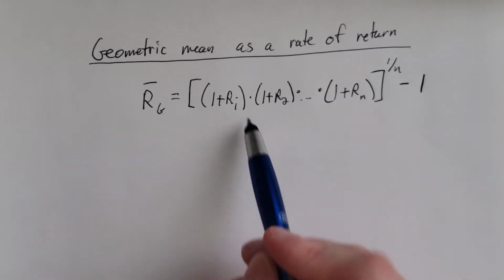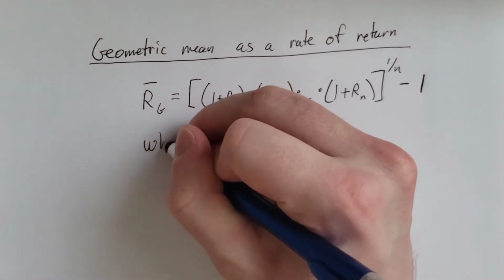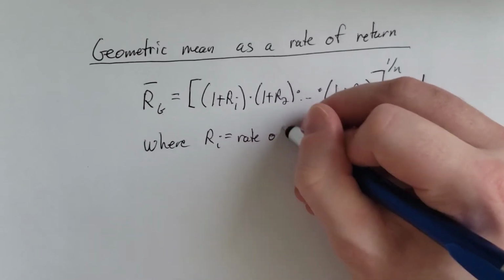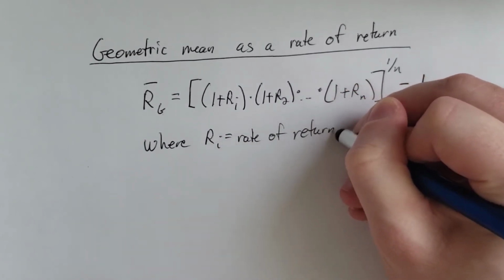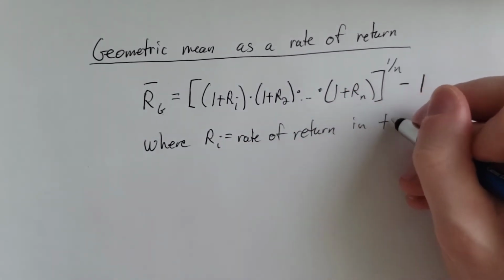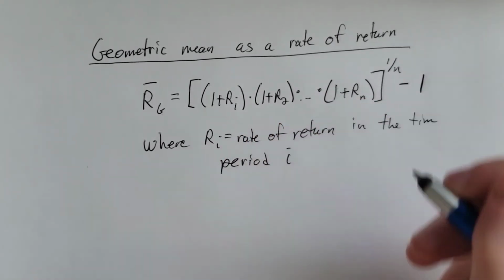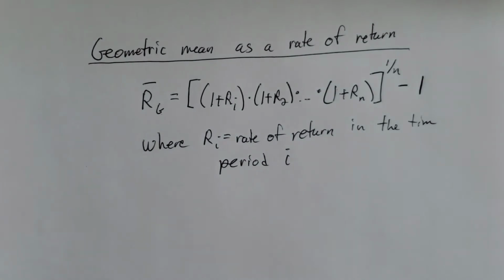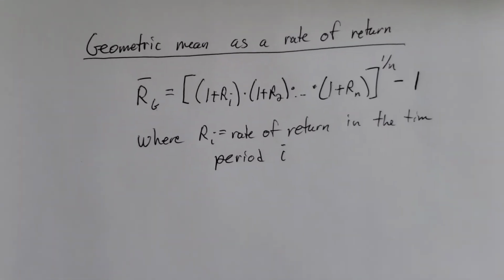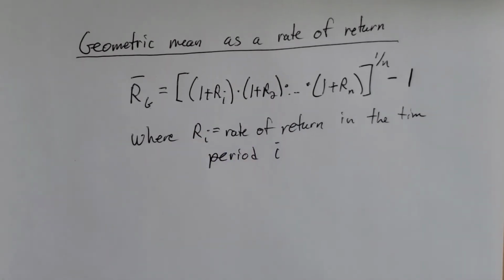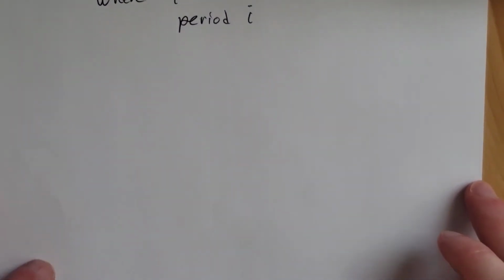Okay, and what are each of these things? Well, R sub i is the rate of return in the time period i. Okay. And so now we're going to do an example to see what all of that means and clarify this information. We're going to be using this formula to calculate our rate in just a few minutes. But let's write down the example here.